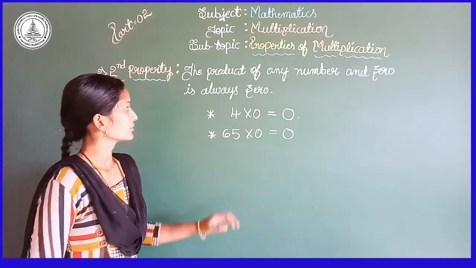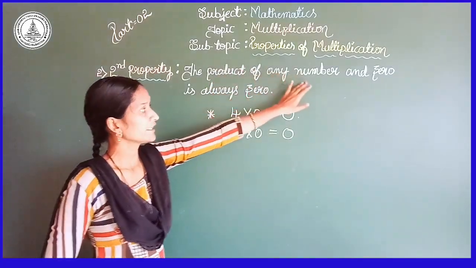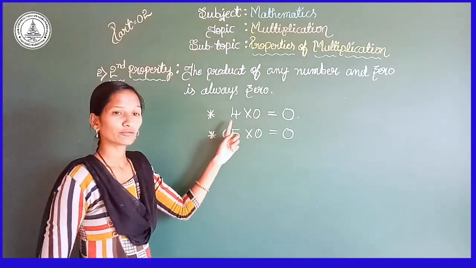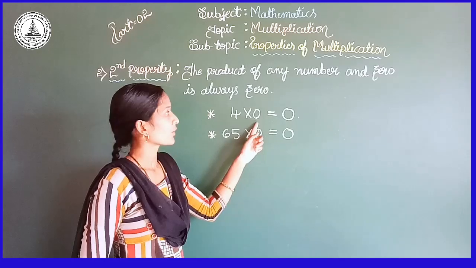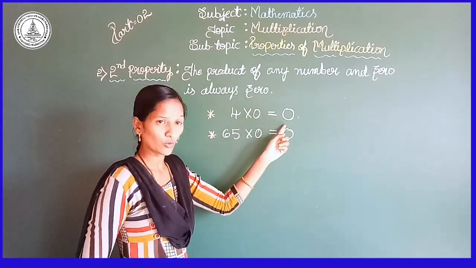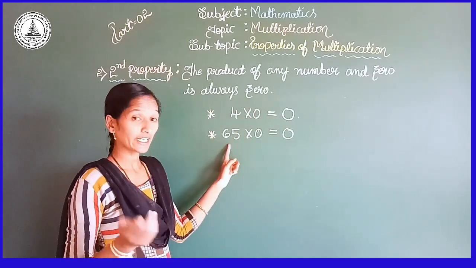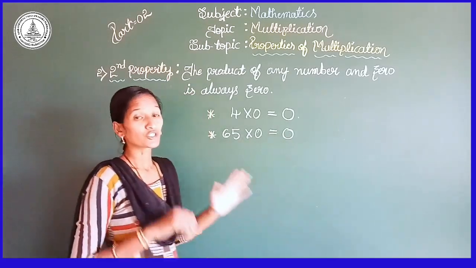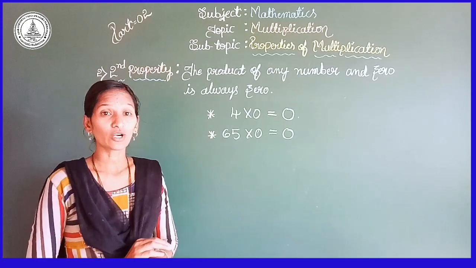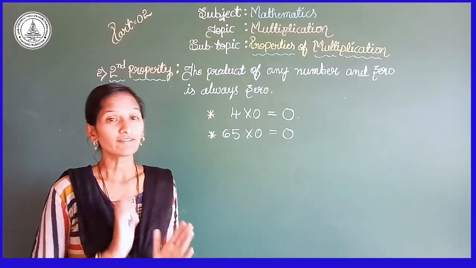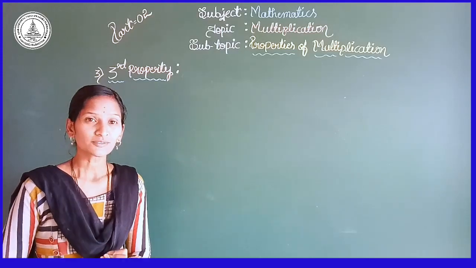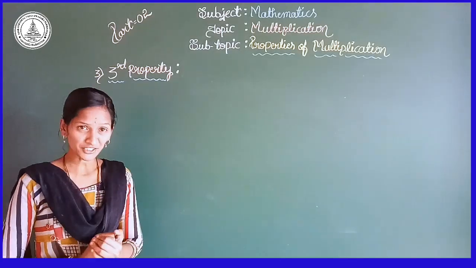Yes, my dear students, the product of any number and 0. See here, I am taking 4 here. 4 into 0, the product is always 0. You can take any number, like 65. 65 into 0 is equal to 0. So this second property is also called the zero property of multiplication. Right? Yes, my dear students, come to the third property of multiplication.